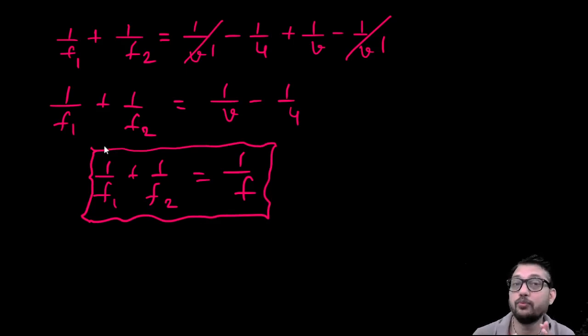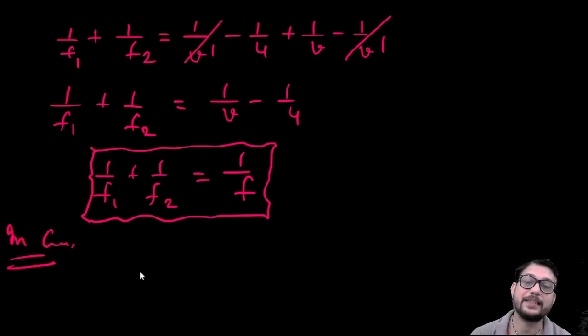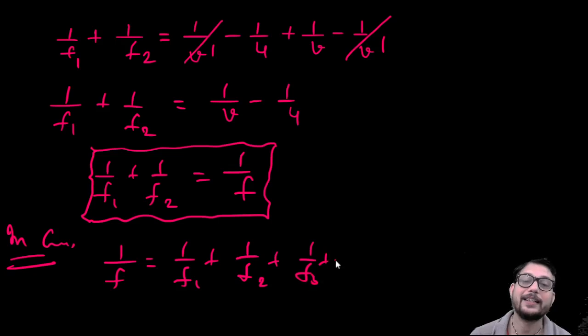Now what if there are more lenses, 3 lenses, 4 lenses, or n lenses? In general we can simply write 1 upon f equal to 1 upon f1 plus 1 upon f2 plus 1 upon f3 and so on, and if there are n lenses in contact, then it will be the sum of n such terms. So I hope that this derivation is now clear to all of you.